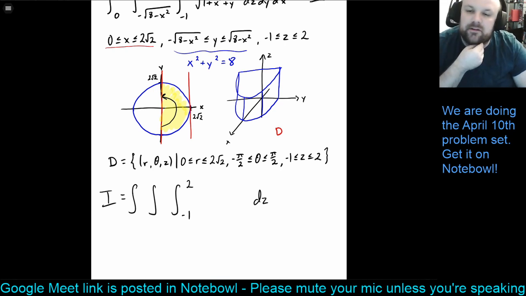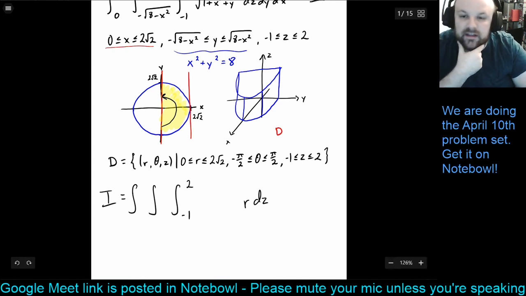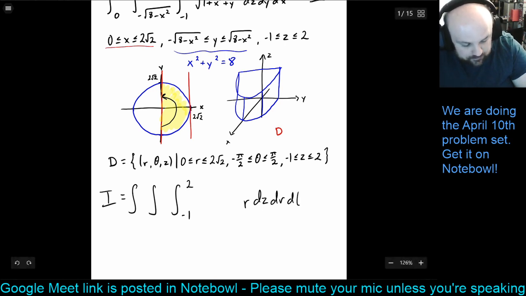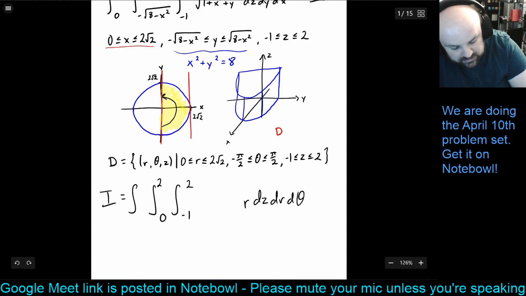Now remember though, when we're switching from Cartesian to cylindrical, just like with polar coordinates, there is an extra r that comes with it, because it basically is polar coordinates plus z. And then we'll do dr d theta next, since that's our usual order for polar. So r will go from 0 to 2 root 2. Theta will go from minus pi over 2 to pi over 2.